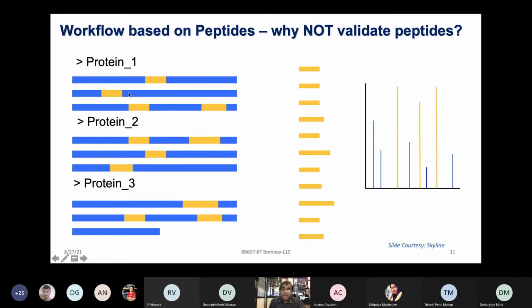These are the peptides which we are looking at in the mass spec, and many peptides will be coming from protein 1, 2, 3, likewise, right? So you have many peptides, only peptides in the mass spec.